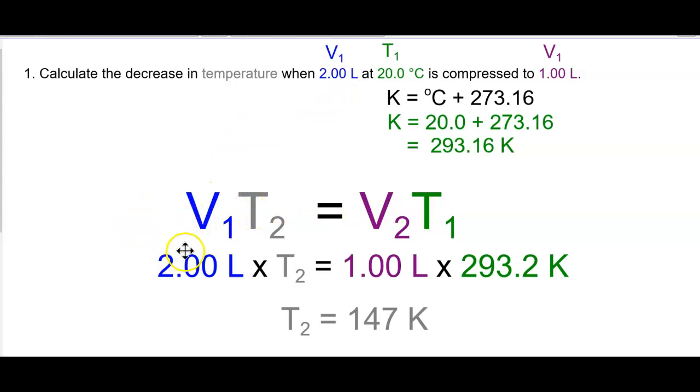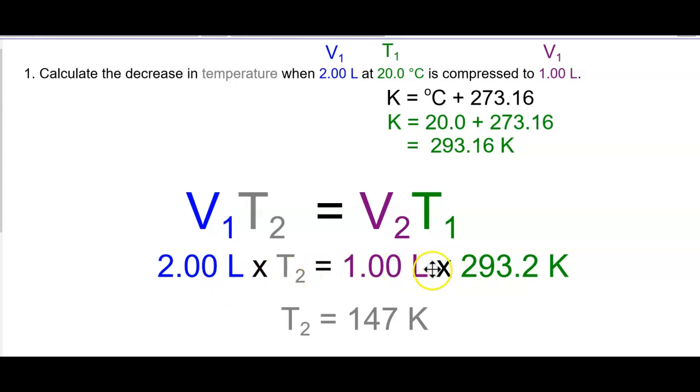And so then I know it's 2.00 liters times T2 equals 1.00 liters times 293.12 Kelvin. Look, I was very careful. I plugged T1 here because this temperature occurs with this volume, so they're both my 1s. I made that my 2. Again, what do I have 2 of? I have 2 volumes. They have to be in the same unit, and they are. If they weren't, I would convert.